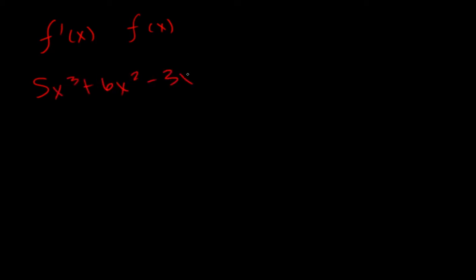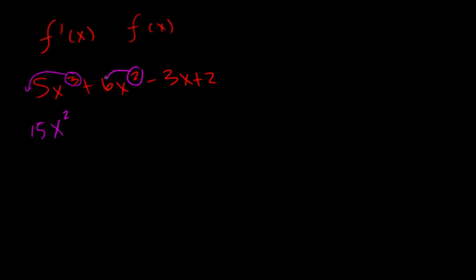is this. Now in the previous videos, we did this from first principles, but in this section they're going to let us use the shortcuts. So what the shortcut is, if we have a polynomial, we take the power of x, we bring it down in front and multiply it, so we get 15, and then we reduce the exponent by 1.